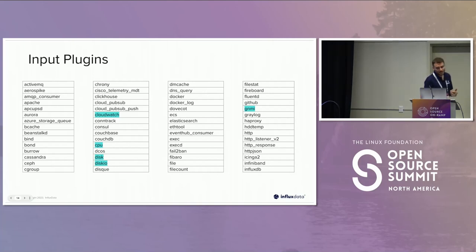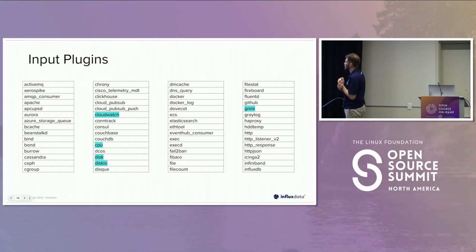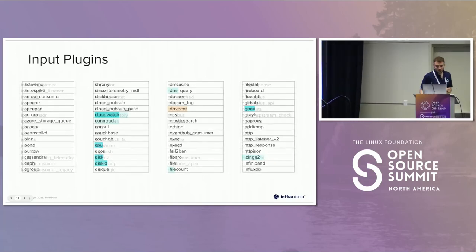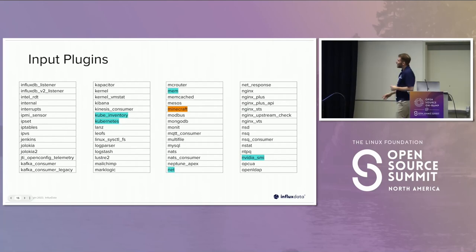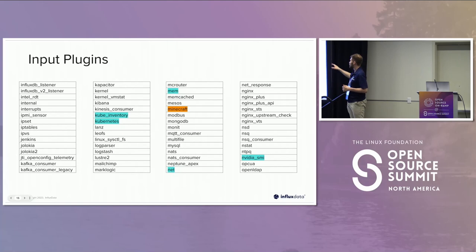So you can see in these lists of input plugins here, I've highlighted a few that might be useful for us in solving this problem, such as CloudWatch, CPU, Disk Stats, Disk I/O, Gemini. We have other protocol-based plugins. We have memory, Kubernetes monitoring infrastructure, NVIDIA SMI for monitoring our GPU capabilities.